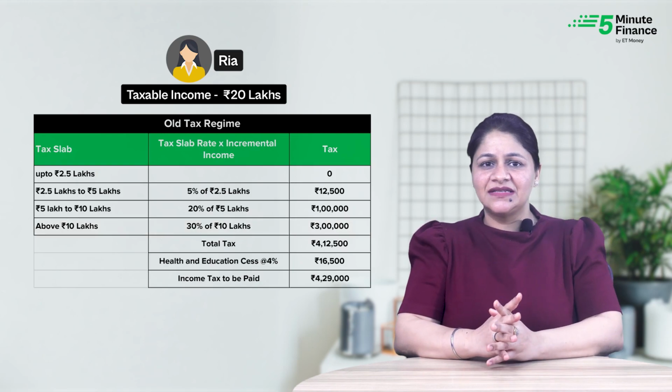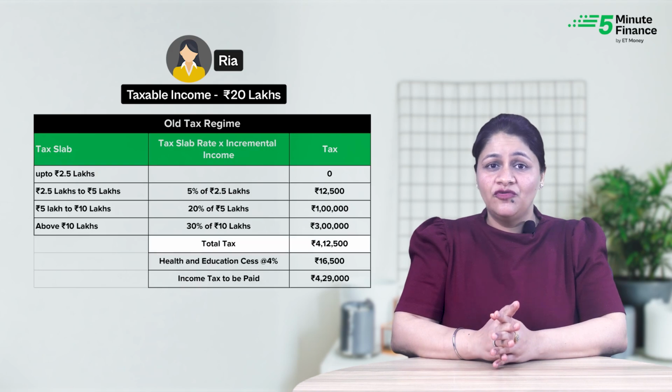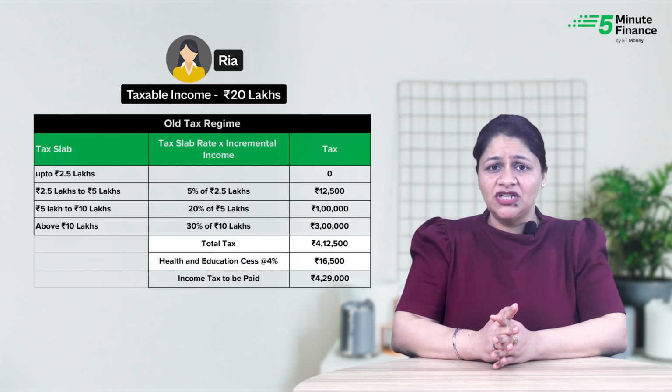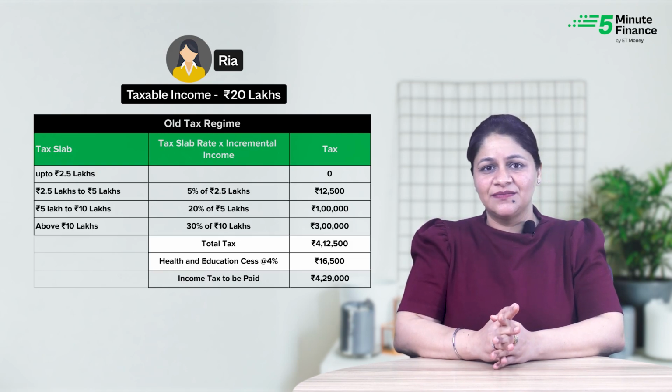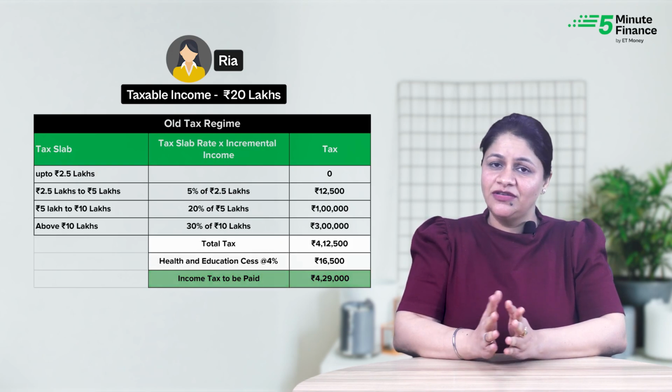Add the marginal tax under all slabs. As you can see on your screens, it comes out to 4,12,500 rupees. Now calculate health and education cess at the rate of 4% of this tax amount and add to the tax. So we get 4,29,000 rupees as total tax liability. So Ria has to pay a total tax of 4,29,000 rupees for the financial year.